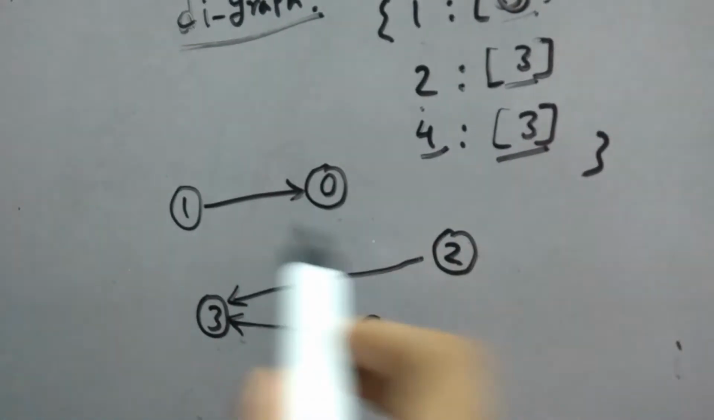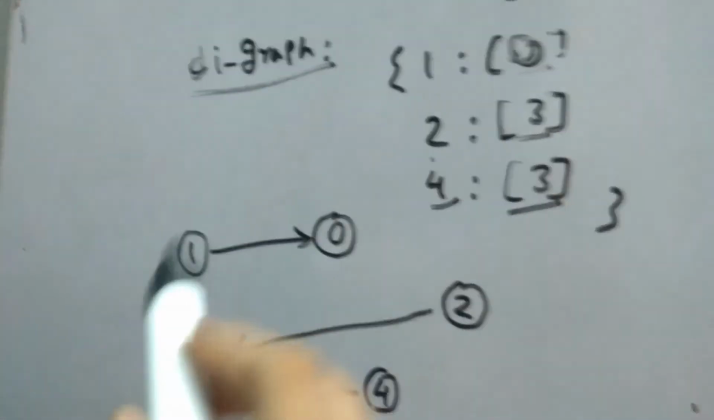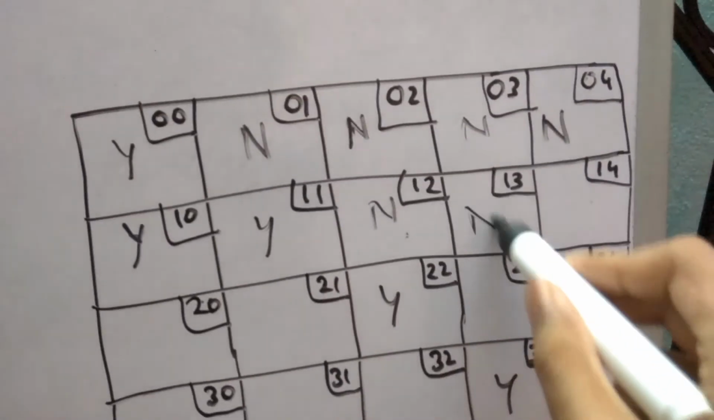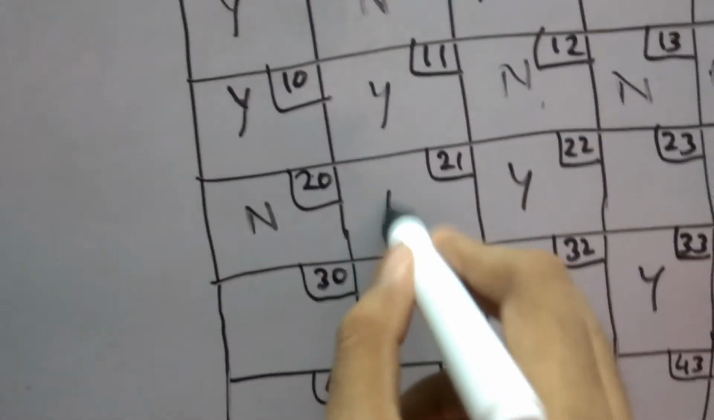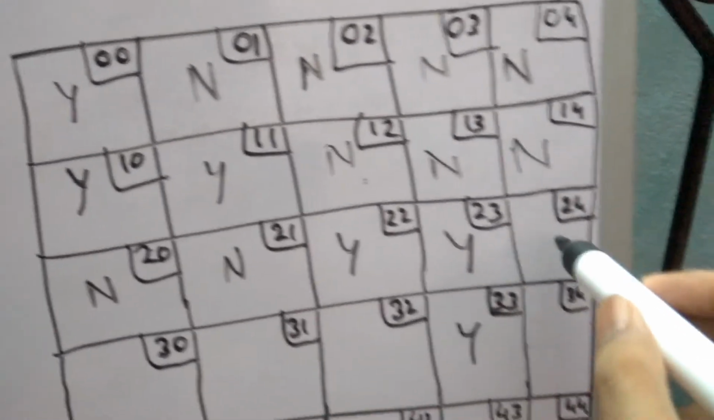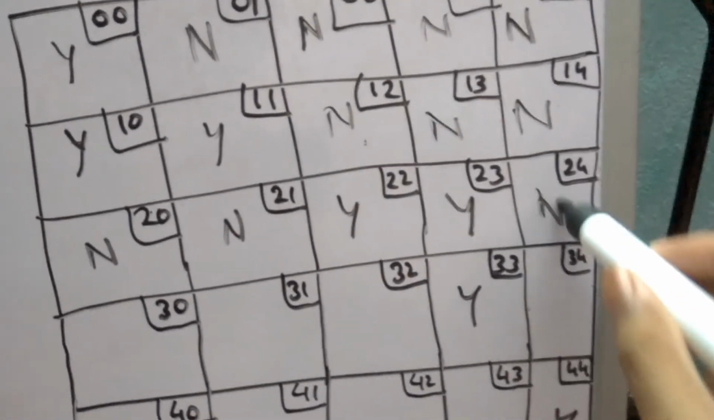1 to 2, is it possible? Let's see, 1 to 2, no path, so no. 1 to 3 and 1 to 4 also no path because they are separate components. So no and no. Now 2 to 0, is there any path? From 2 to 0 no path, so no. 2 to 1 again no path, so no. 2 to 3, now there is a path from 2 to 3, so that's why yes. And 2 to 4, is there any path from 2 to 4? No path, so it will be no.